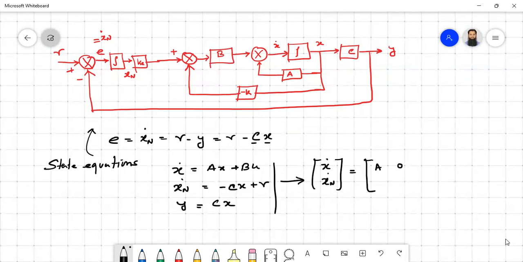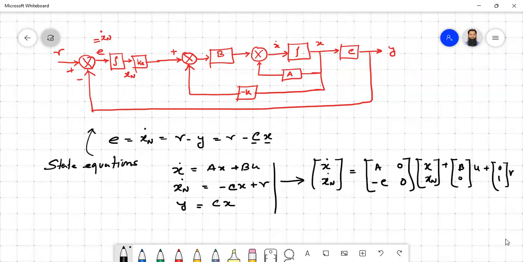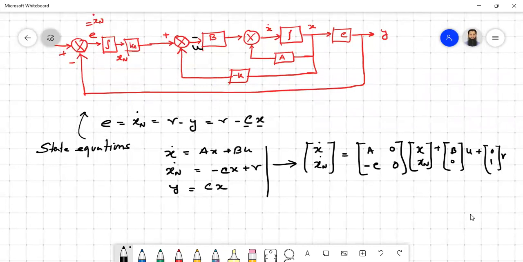And then this will give us A, 0, minus C, 0, times x, xn, the state variables, plus B, 0 with u, plus 0, 1 with r. So where is our u actually? We have u here. Okay, so this is our u. So now let us write the output equation. The output equation will be y equal to, just include the other variables, so C, 0 with our x and xn.